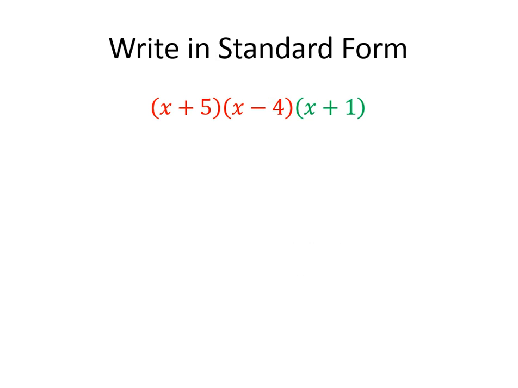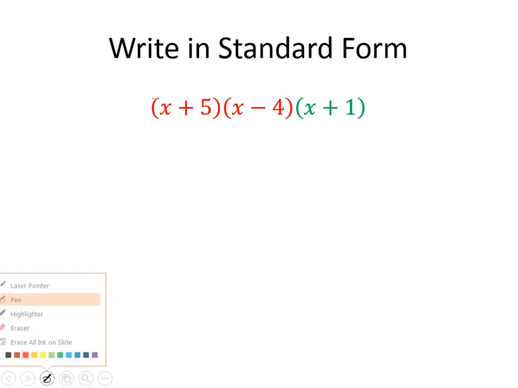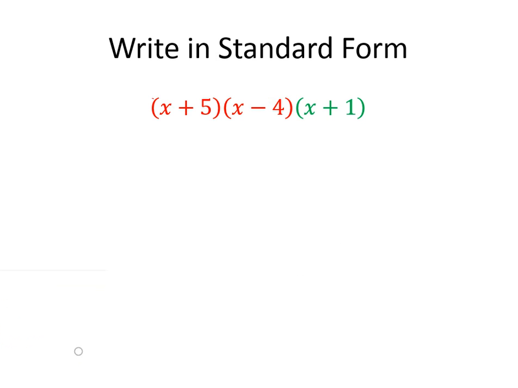So the first thing you want to do is, if you're given your linear factors, which are these right here, x plus 5, x minus 4, x plus 1, and you're asked to put it into standard form, how would you do that? Essentially, you're going to be foiling: first, outer, inner, last. You're going to be foiling each of these.